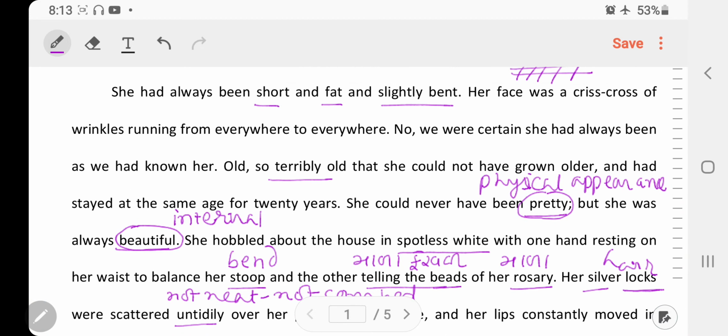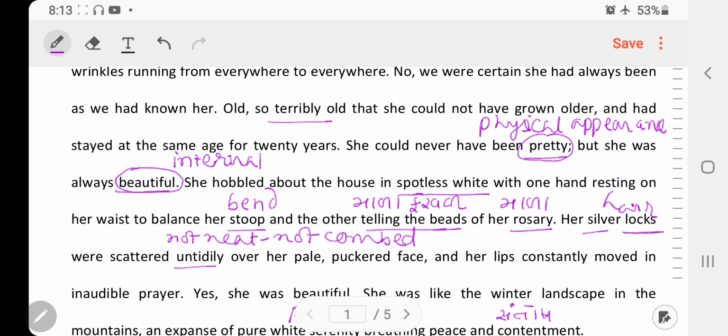If you are asked to give the vivid description of the grandmother as Khushwant Singh had described, then what you have to include? You have to include the grandmother's look: she was short, she was fat, she was slightly bent, and there were so many wrinkles on her face. And then you have to say, she looked very old.